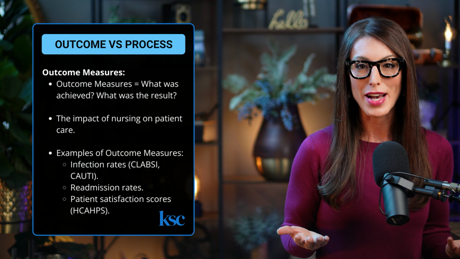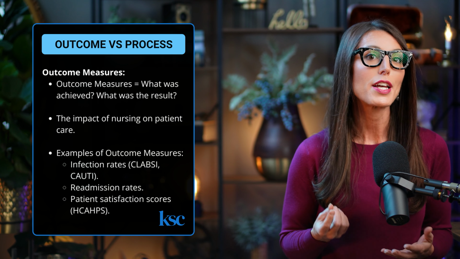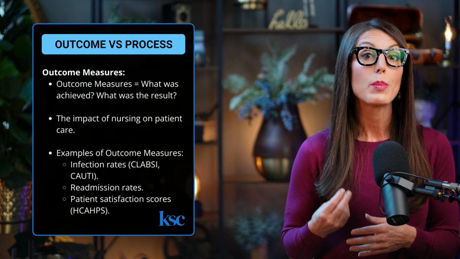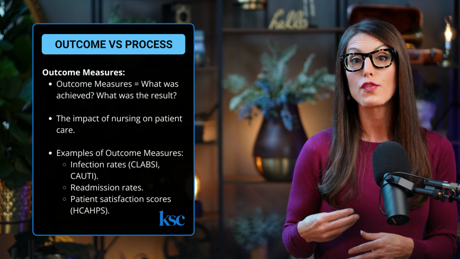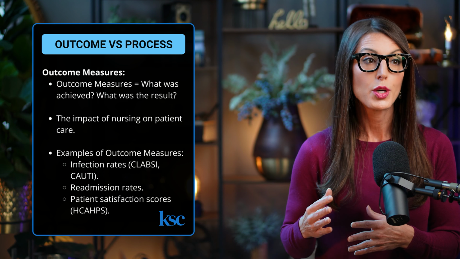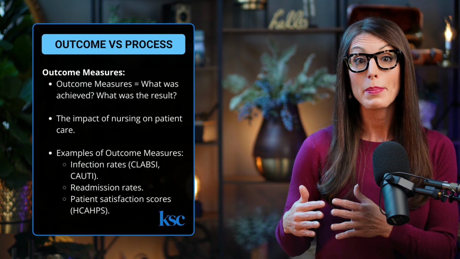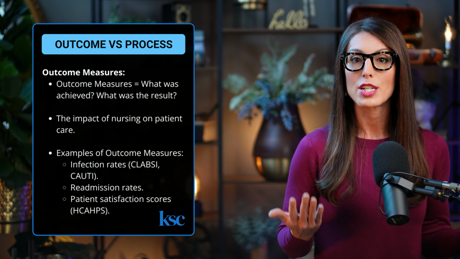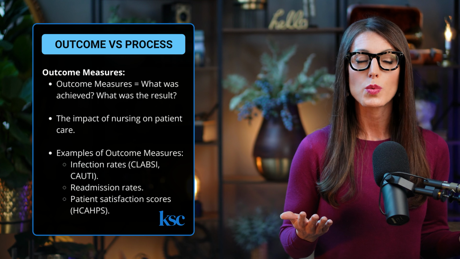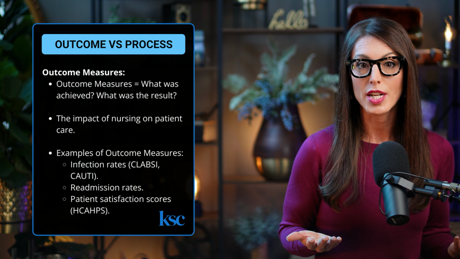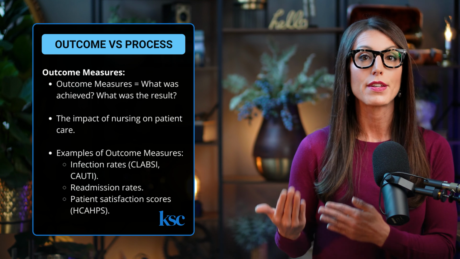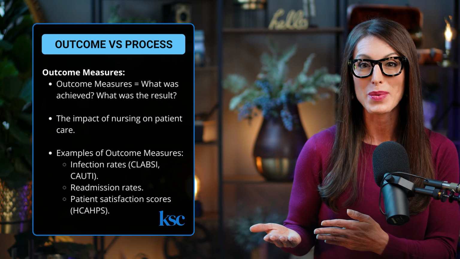So some examples of outcomes are things like hospital-acquired infection rates and other nursing-sensitive indicators, things like pressure injury rates or falls with injury. It could be readmission rates or patient satisfaction scores, things like HCAHPS. All of these metrics are outcomes, and they show us whether or not all of the interventions that we put in place in nursing are actually making a difference in the lives of the patients that we care for.